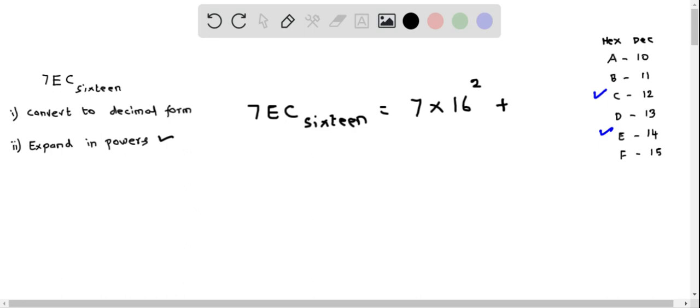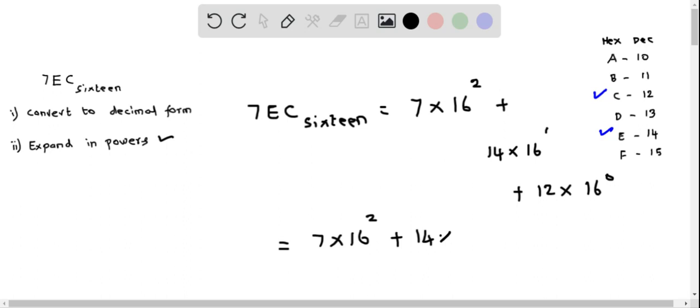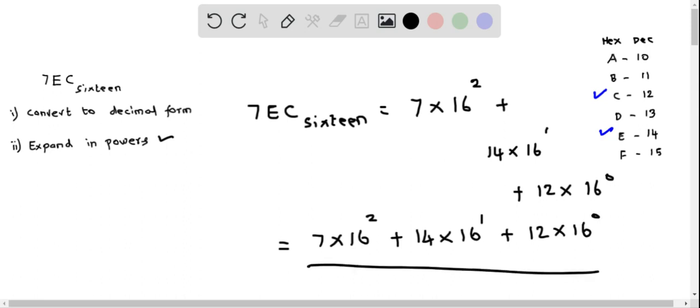then I put the decimal equivalent of E, which is 14. So 14 times 16 raised to the power of 1, and finally I have C, which is 12 in decimal, and the place value of this digit is 16 raised to the power of 0. So this could be written as 7 times 16 raised to the power of 2 plus 14 times 16 raised to the power of 1 plus 12 times 16 raised to the power of 0. So we have written this 7EC in terms of powers.